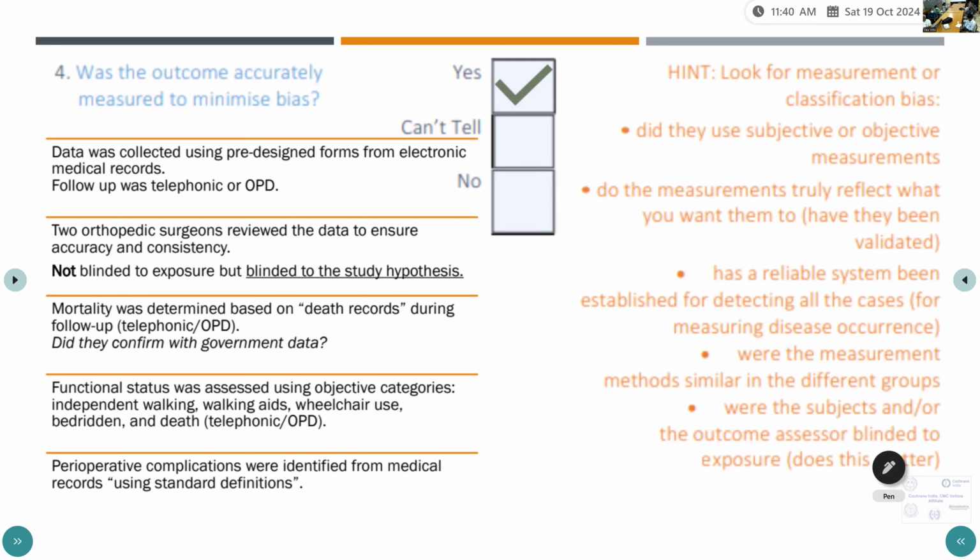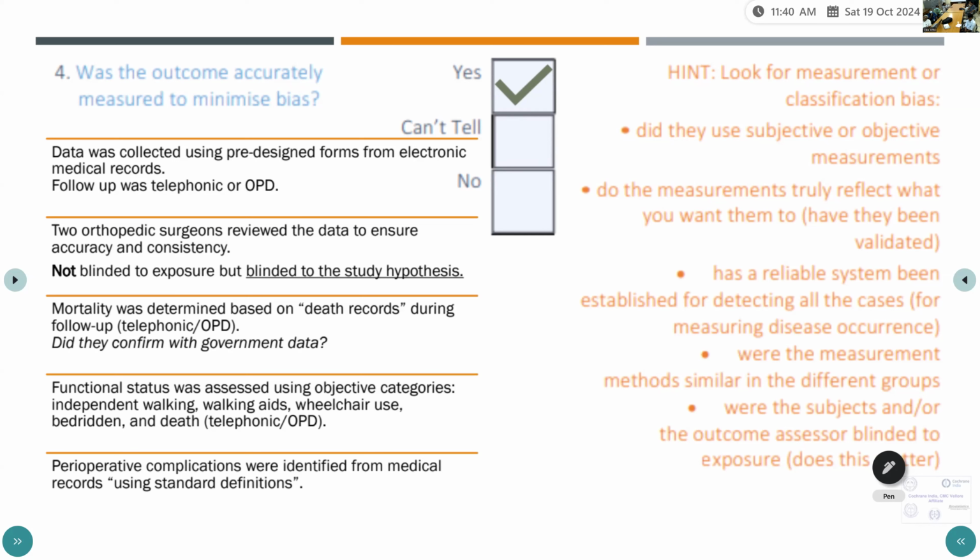The mortality was determined based on death records, is what they have mentioned during follow-up. Now, this may again be inaccurate if they called somebody and they didn't get adequate data. Maybe somebody didn't tell them that the patient had died, or somebody said the patient had died, but the patient hadn't. So they haven't said whether they verified this data on deaths from any other source, such as government registries. They have again assessed the functional status based on the phone call or OPD, and this is fairly objective.